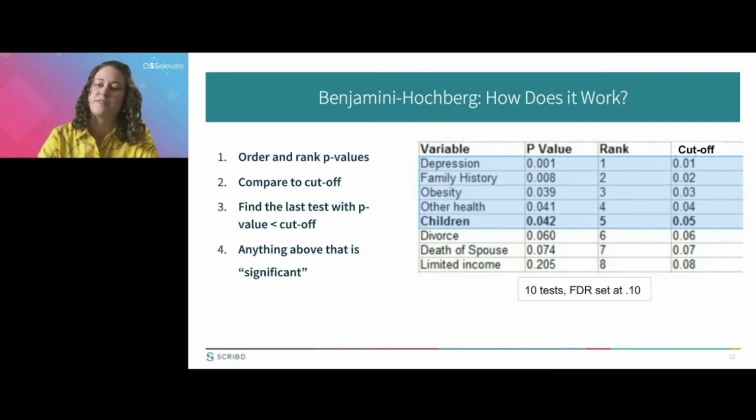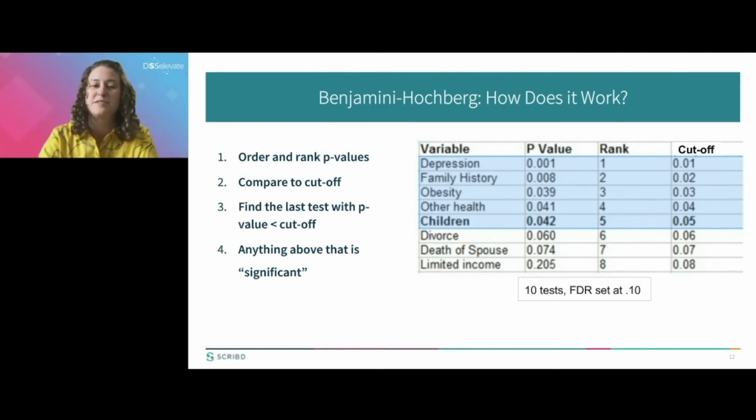smaller than its cutoff. So here you can see the last blue line, children, has a p-value of 0.042, which is smaller than 0.05. And then anything above that last line is actually considered significant, even if the p-values are larger than the cutoff. So here you can actually see that there are a couple of p-values that are larger than their cutoffs. But we still consider everything above that last line to be significant. So everything in blue here would be considered a significant effect.